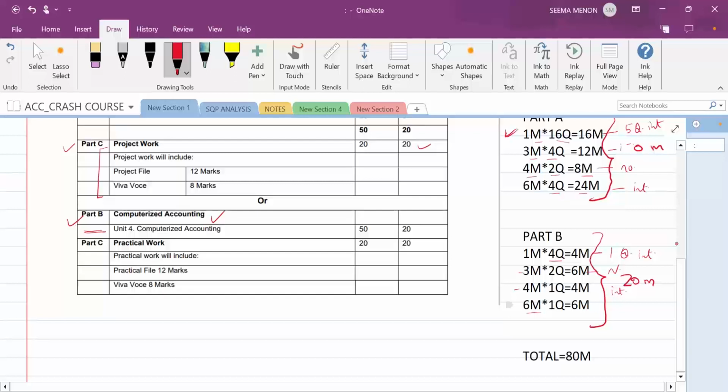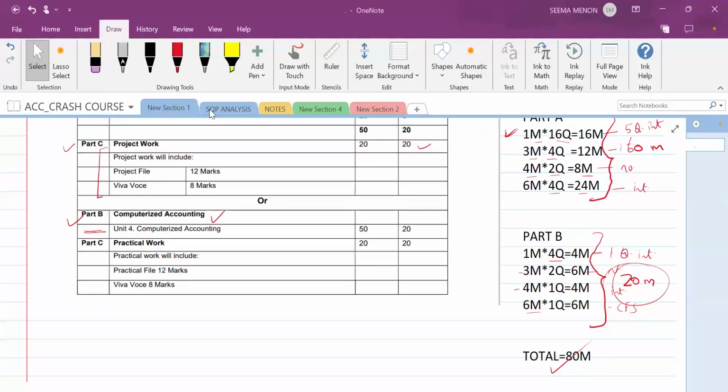And the last question is a 6 marker question. That is only 1 question from cash flow statement analysis. So the total is 20 marks, and 60 plus 20 is 80 marks. I hope you are clear with the question paper format. So that's all about the question paper pattern.